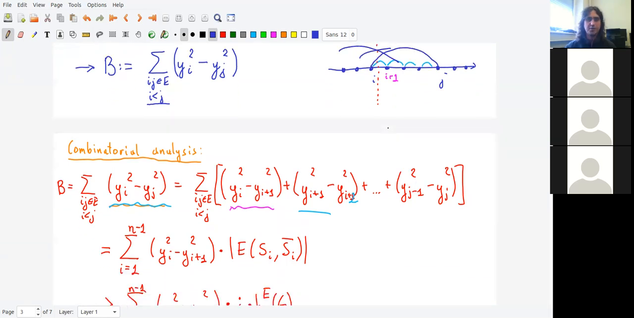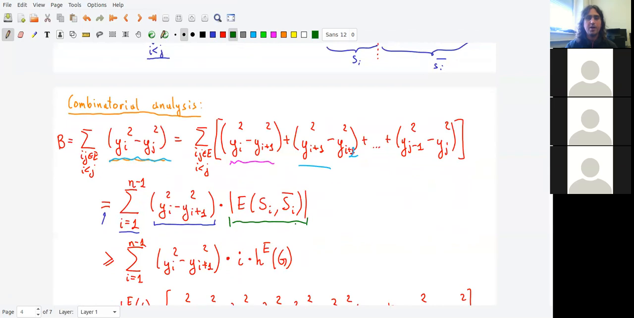So in other words, I can rewrite this sum by changing the order of summation into a sum from i equal to 1 to n minus 1 of this term times the number of edges between the prefix Si and the suffix Si complement. And this is perfect because this is a combinatorial term we are interested in. We know that the set Si expands a lot, so there is a lower bound on this term.